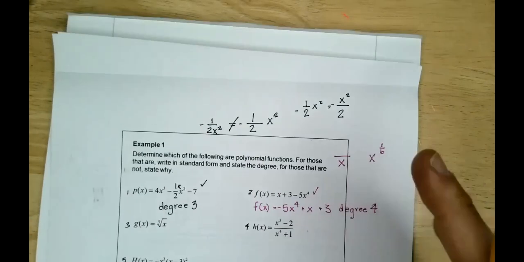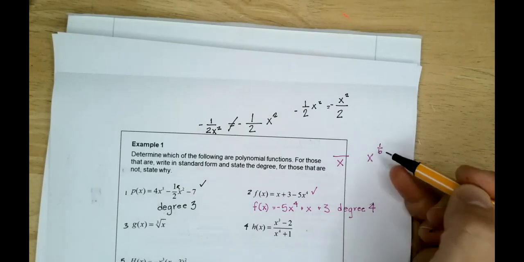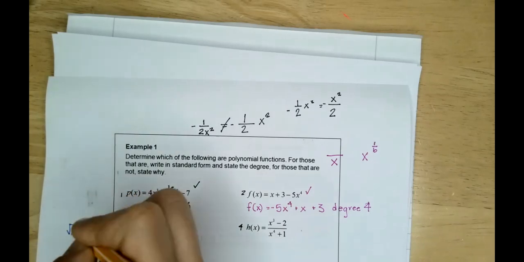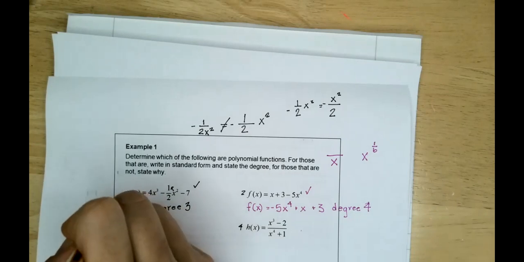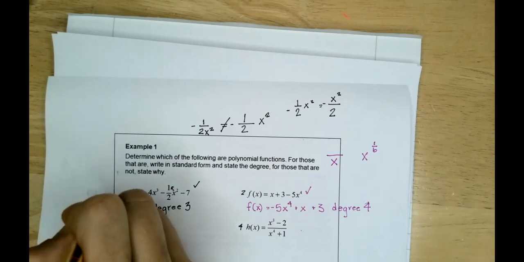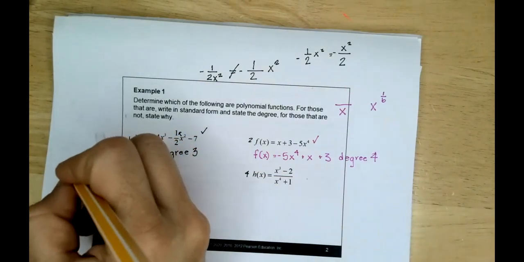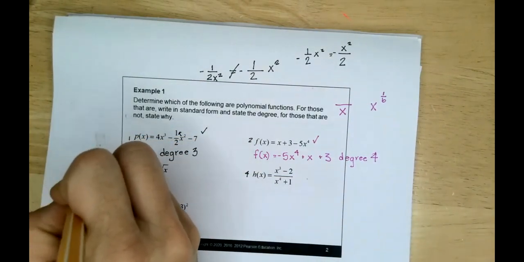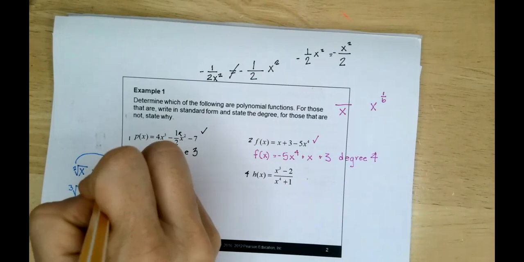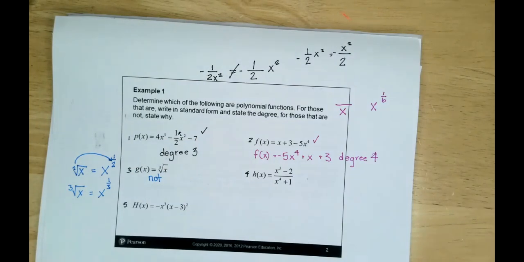Number 3, as we discussed, we can't have a variable raised to a fraction. Remember that a variable under a radical, or any number under a radical, is the same as raising that to a fraction. You can turn radicals into exponents. So the cubed root of x is actually x to the power of 1/3. So this is not a polynomial function.